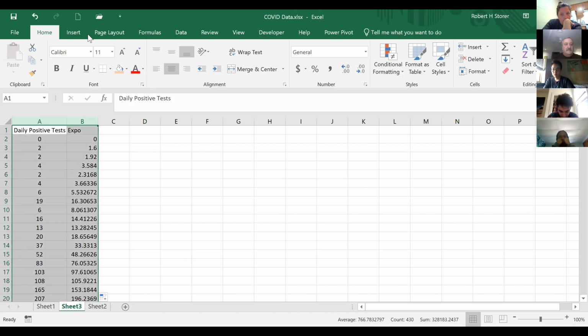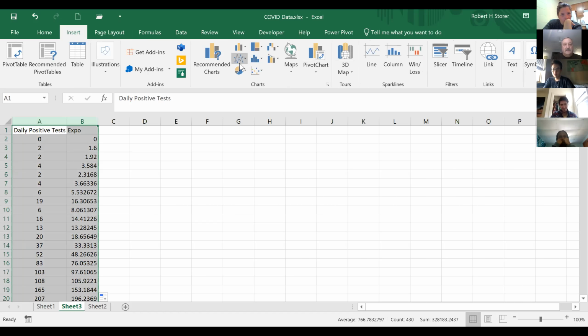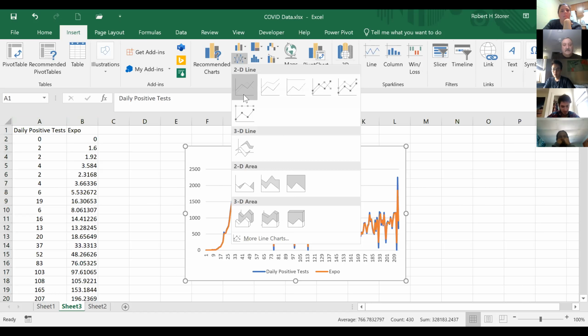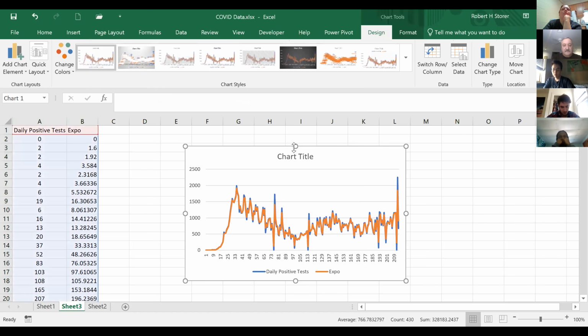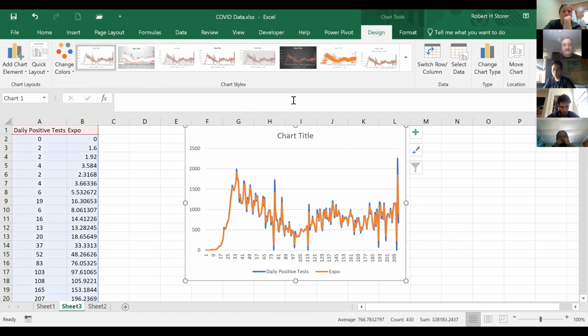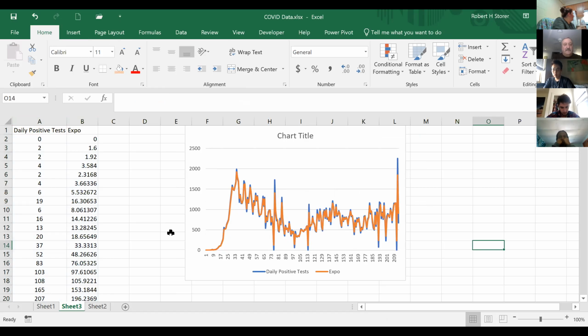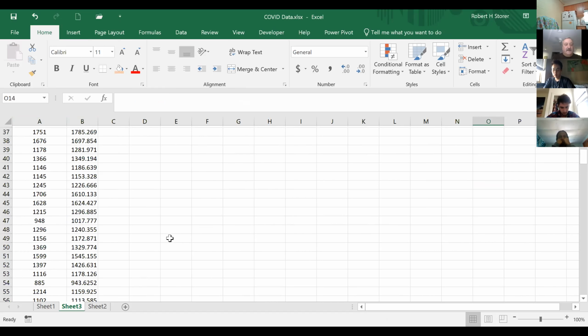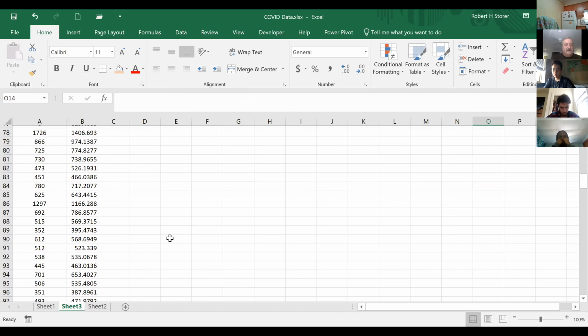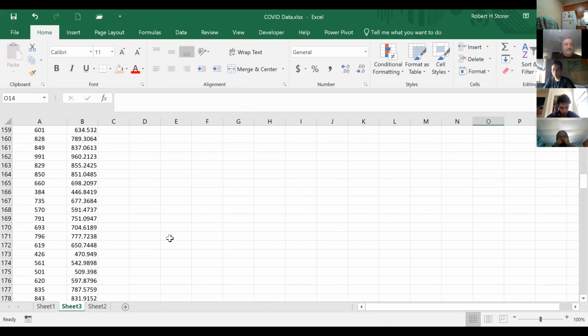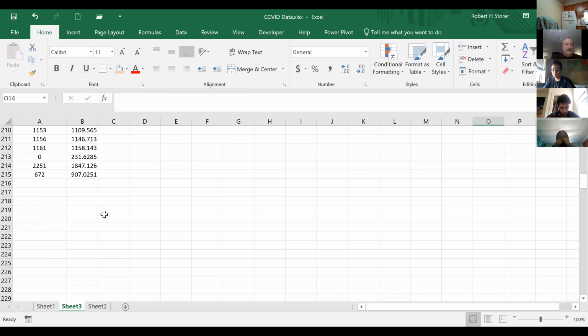Okay. Now I can show the two plots, right? And you can see what exponential smoothing looks like. Now the other thing is, here I am down at the end, right? So I've blown through all of my data. So this is the current time, right?